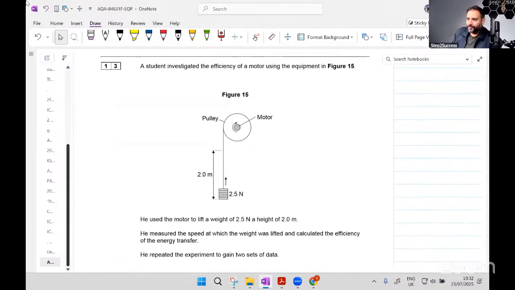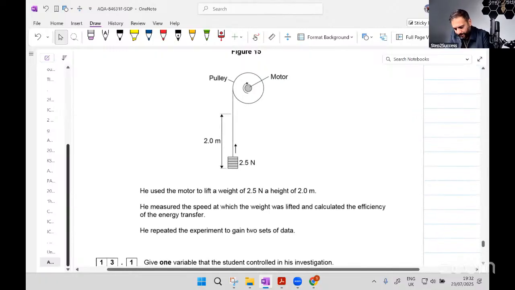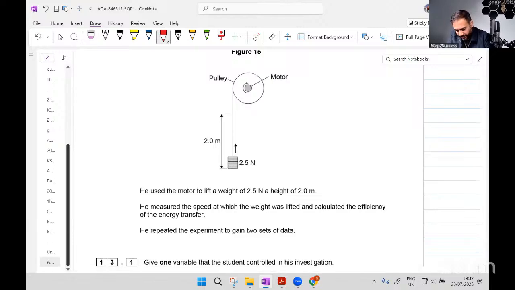Right, last question then. 13. This is quite complicated, I suspect. A student investigated the efficiency of a motor using the equipment in figure 15. Right, so we've got a motor, we've got a pulley that's pulling up some stuff a certain distance. He used the motor to lift a weight of 2.5 newtons, a height of 2 meters. He measured the speed at which the weight was lifted and calculated the efficiency.